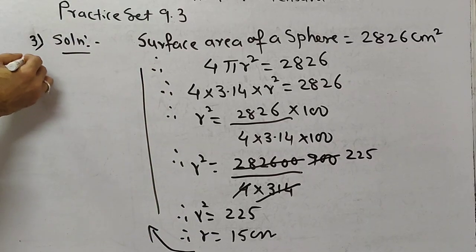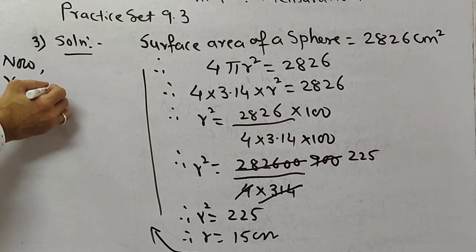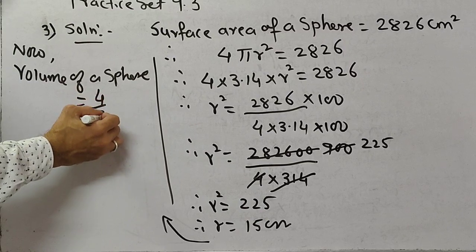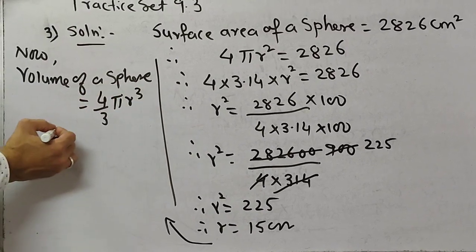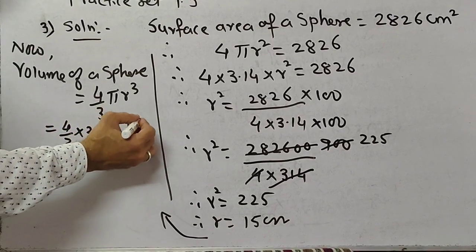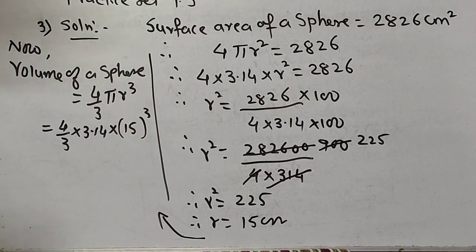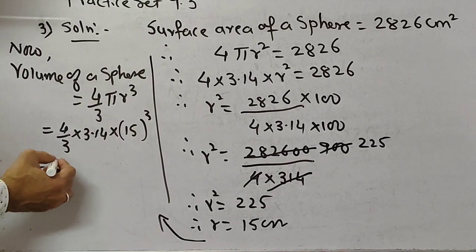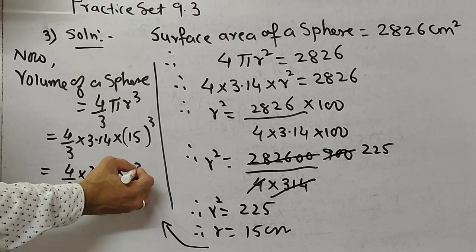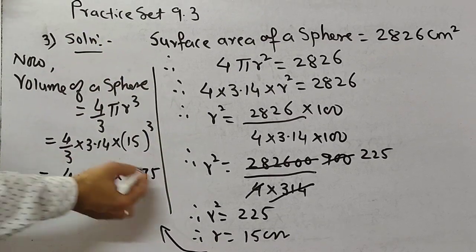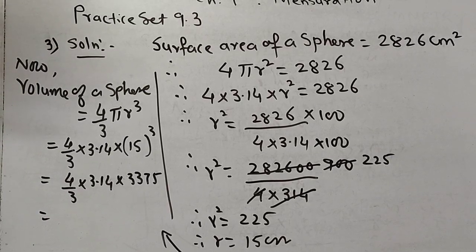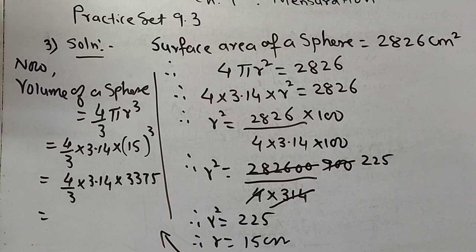Now volume of a sphere is equal to 4 upon 3 pi r cube. 4 upon 3, pi value you know 3.14. R cube means 15 cube. 15 cube. Okay. 4 upon 3 into 3.14 into 3375. 15 cube. Now you will multiply this all and divide by 3. If you will divide by 3, after multiplying you will get 14130.